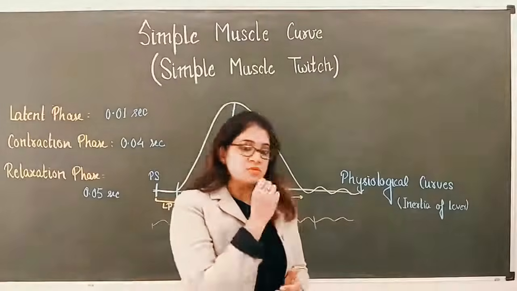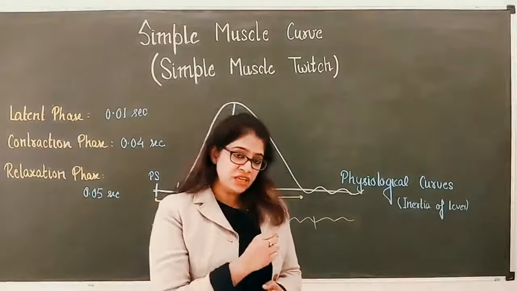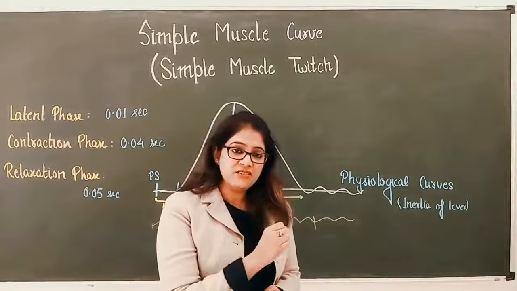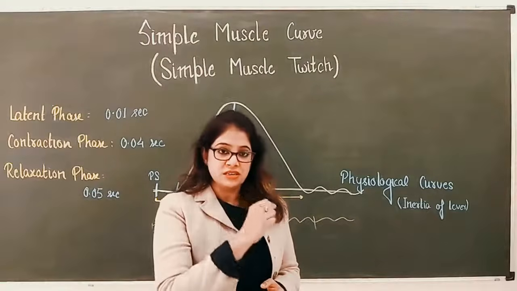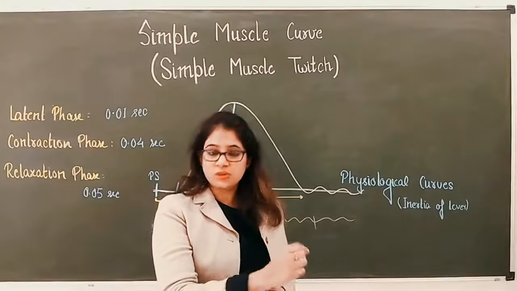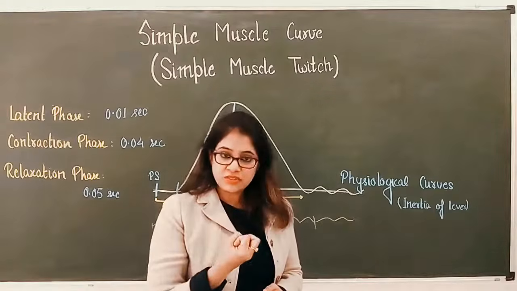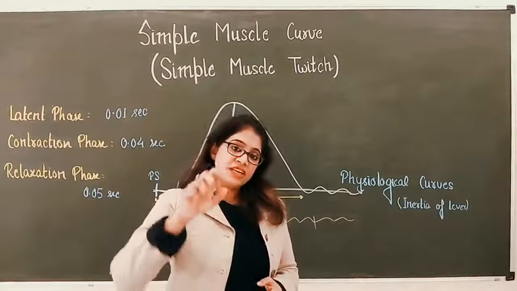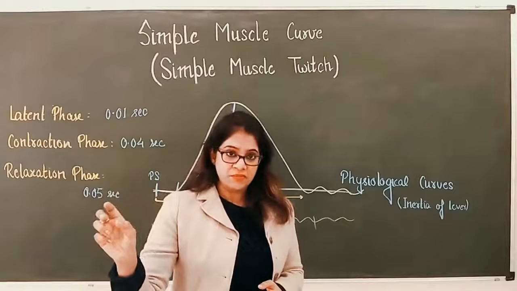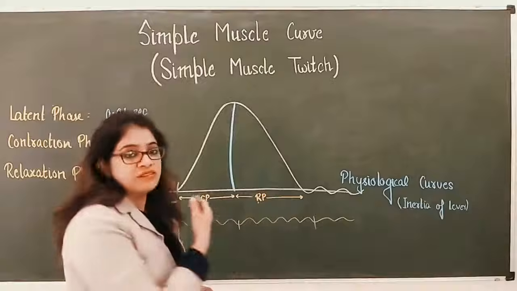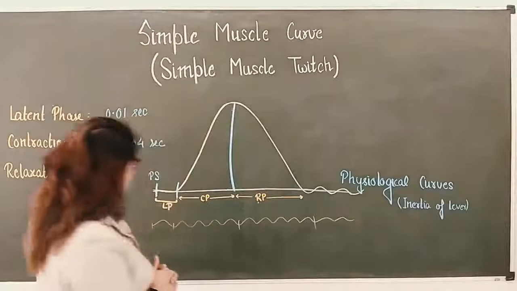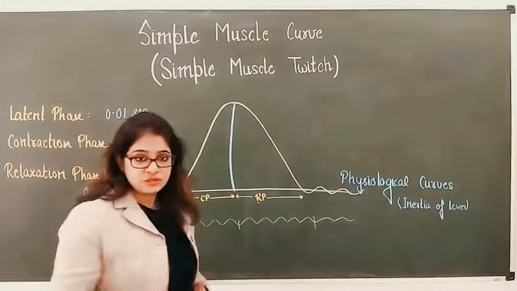So this is the simple graph which is obtained by giving a stimulus at the sciatic nerve, due to which the impulse will be transmitted through the nerve and then to the muscle. The muscle will contract because of that, and that contraction we trace on the drum. So that kind of graph will be obtained. Now we must know the different phases of the graph.